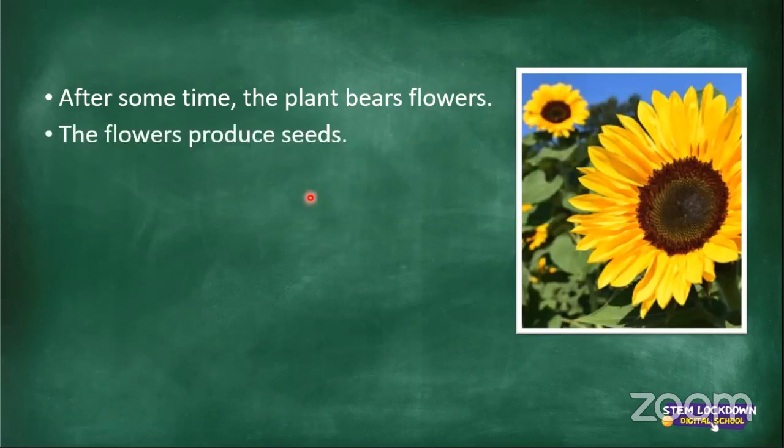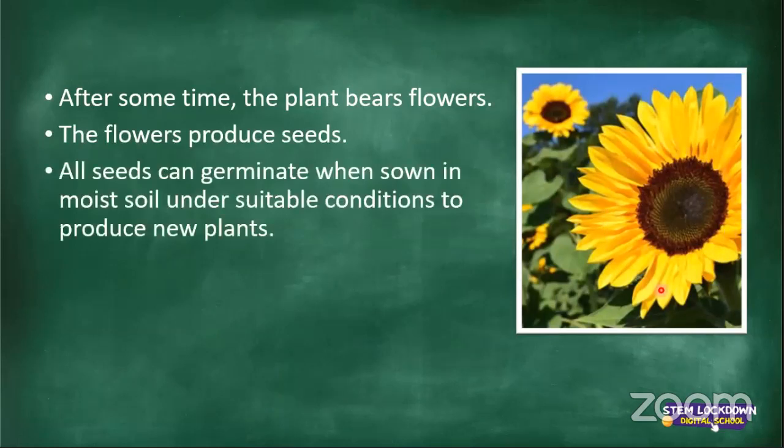Okay, now the flower will produce seeds. Here you'll see there are a lot of seeds in this flower. Those seeds can germinate when sown in moist soil under suitable conditions to produce new plants. Remember yesterday we said that a seed can be dormant until the right conditions are met. And under the right conditions, then it will start to germinate.